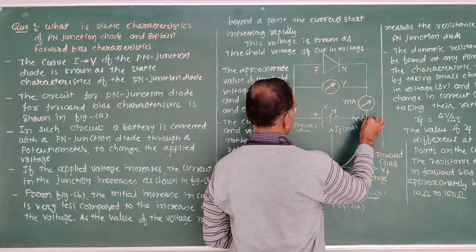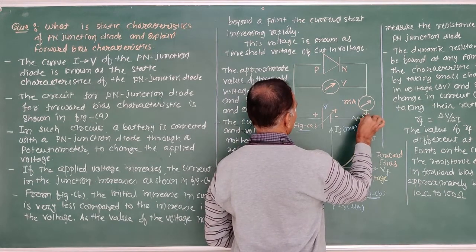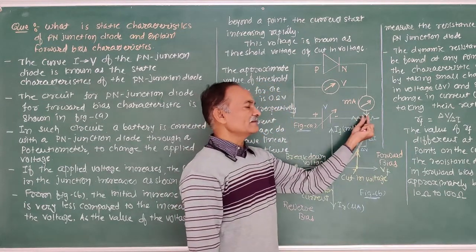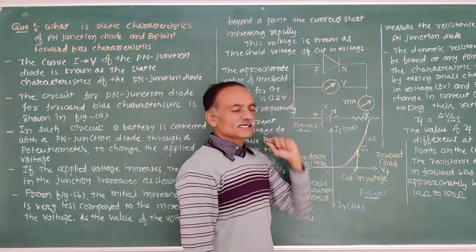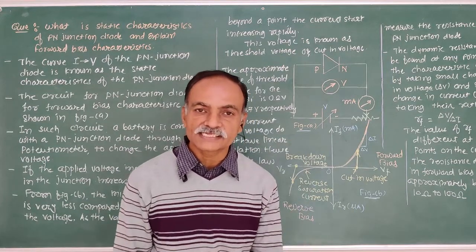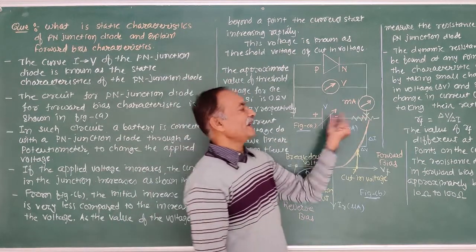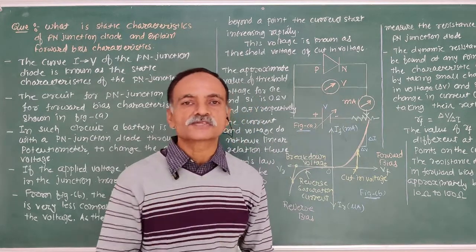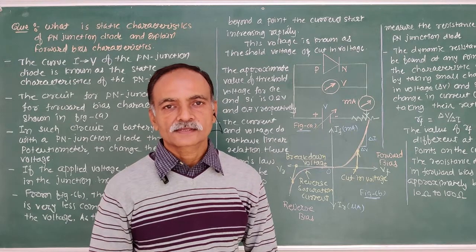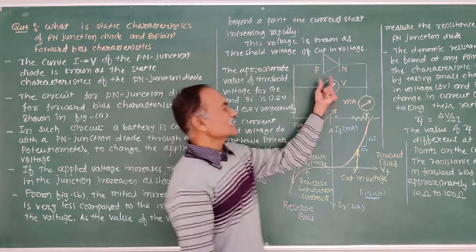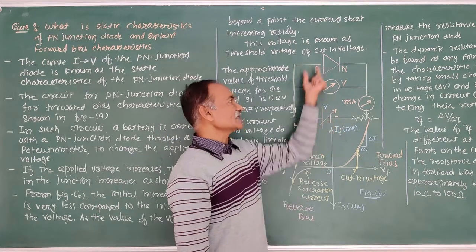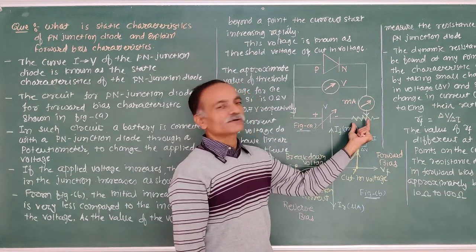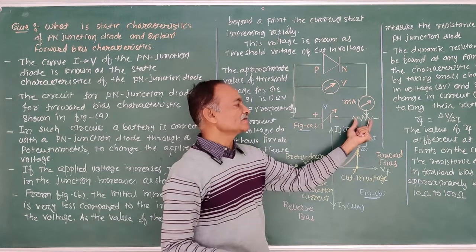So this terminal is the variable. As we change the position of this variable terminal, the resistance of the circuit is changed. As a result, the applied voltage changes and whatever current is flowing in the circuit is also changed. Right? So in such a circuit, the battery is connected with the PN junction diode through either the potentiometer circuit or the rheostat. In our practical, we are using the rheostat.